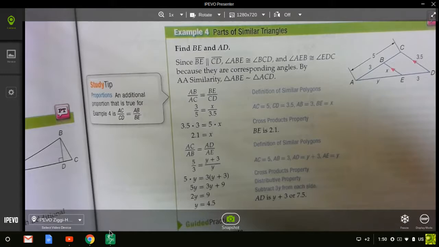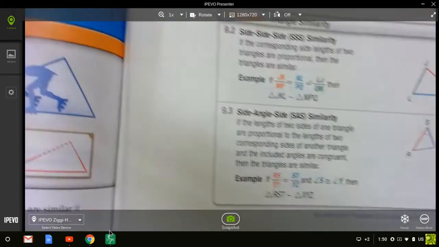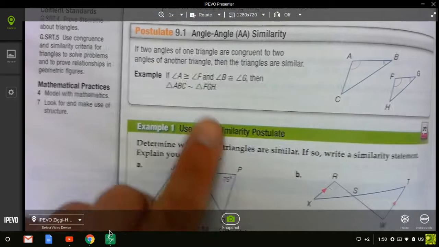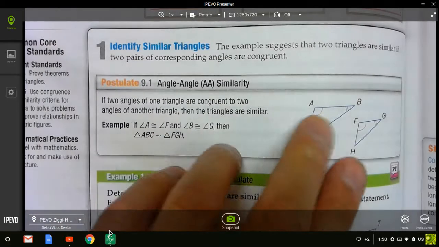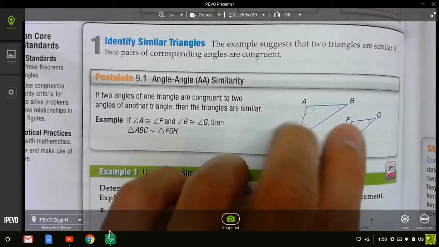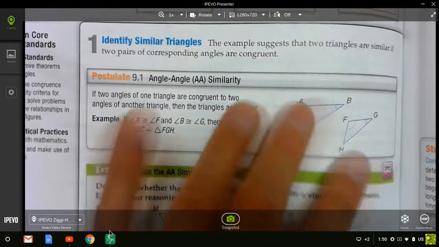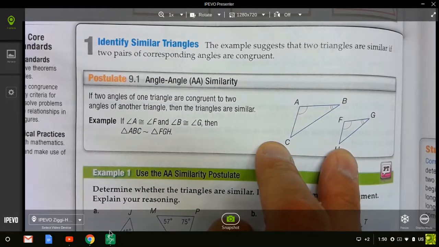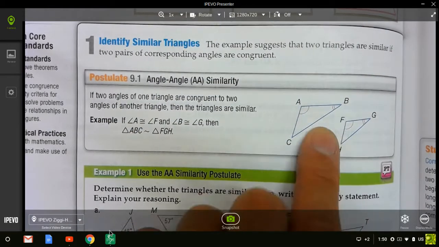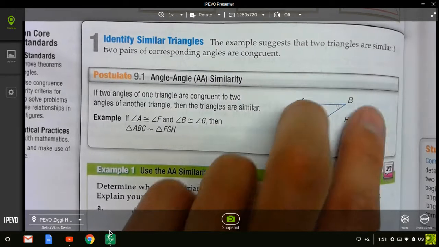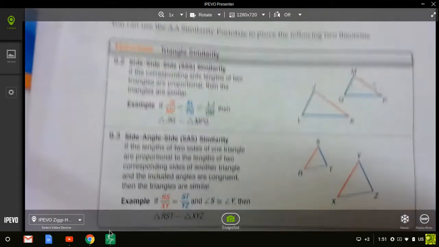Okay, so last time I believe we left off at angle-angle similarity, saying that if two triangles have two angles that are congruent to each other, then conclusively you will find out that they are similar. They have pairs of sides that are going to be proportional to each other. Well, we're going to learn two other theorems here.